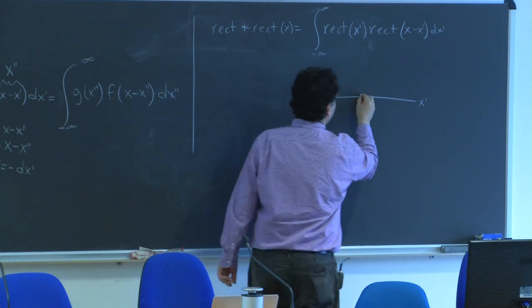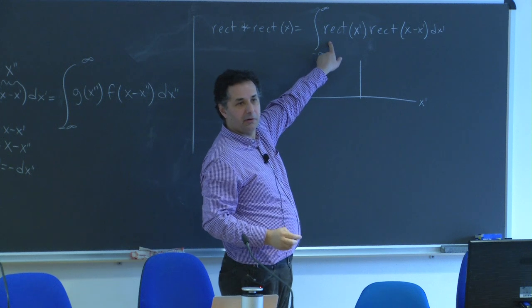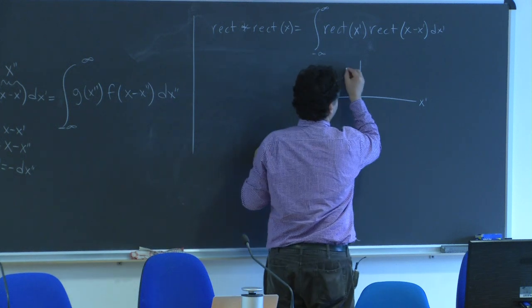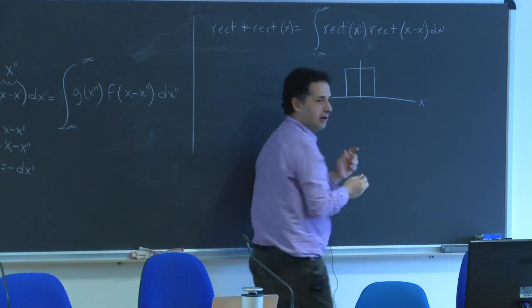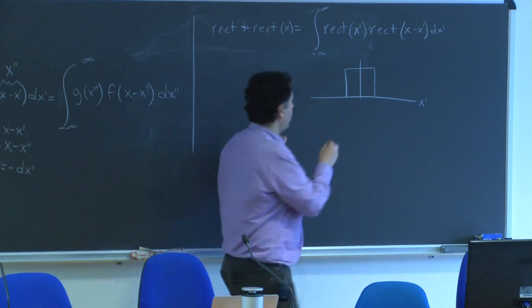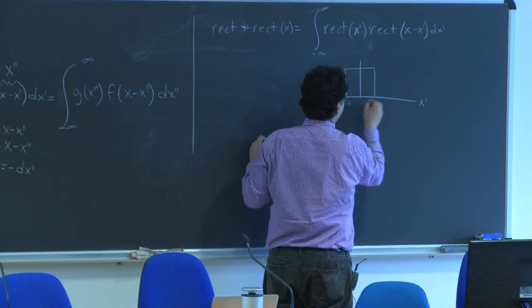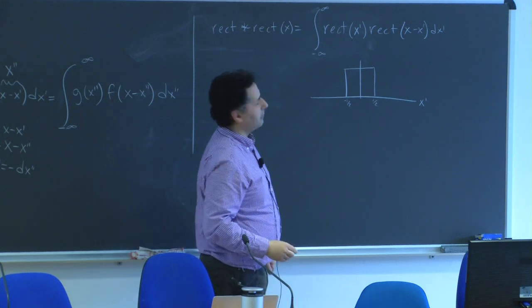So if I have rect of x prime, how does it look? It's just the usual, like this, and it goes from minus 1/2 to 1/2. That's how it is defined. Rect is defined from minus 1/2 to 1/2 with height 1, so its area is 1. What about the plot of rect of x minus x prime?